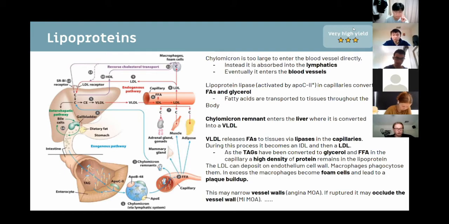I put them, they go up the whole process. This image is beautiful. You should recognize it. You've swallowed your food, the enterocyte packages it as a chylomicron. Chylomicron empties into the lymphatics. It's broken down by lipases.